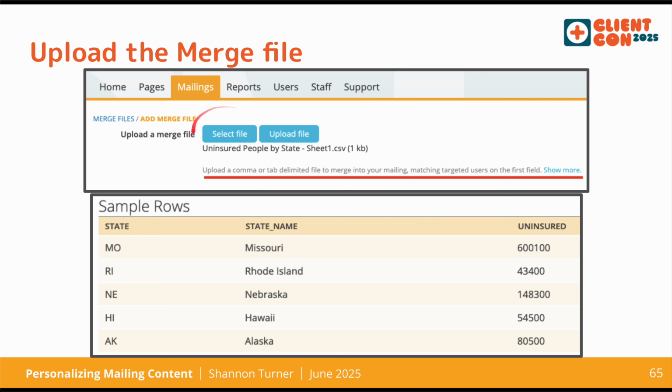So here I upload it into ActionKit, and this says to upload a comma or tab delimited file to merge into your mailing, matching targeted users on the first field. So what this means is that we're going to determine who meets these criteria based on the first or leftmost column. In this case, that's the state abbreviation. So you could do what state they are, what district they are. If you wanted, you could also match on other details as well, as long as you have there something to match on that user.